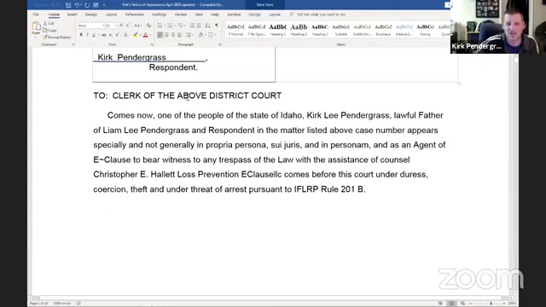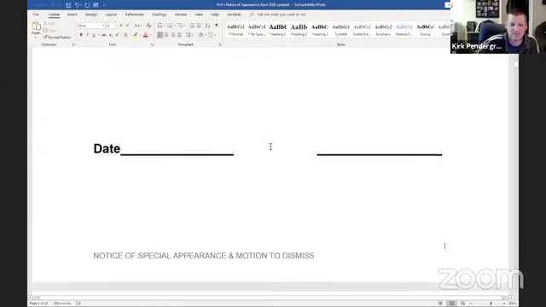Okay. To the clerk of the above district court comes now one of the people of the state of Idaho, right? Because I'm one of the people, a man, right? Lawful father. This is for my family case here, but generally speaking, this is something that can be done in any case that you're in, right? And it's short and sweet, right? Appears specially and not generally, in propria persona, which means I'm objecting to the personal jurisdiction. Okay.